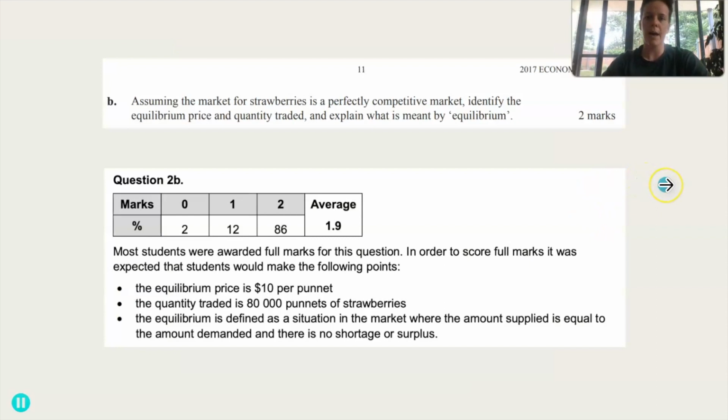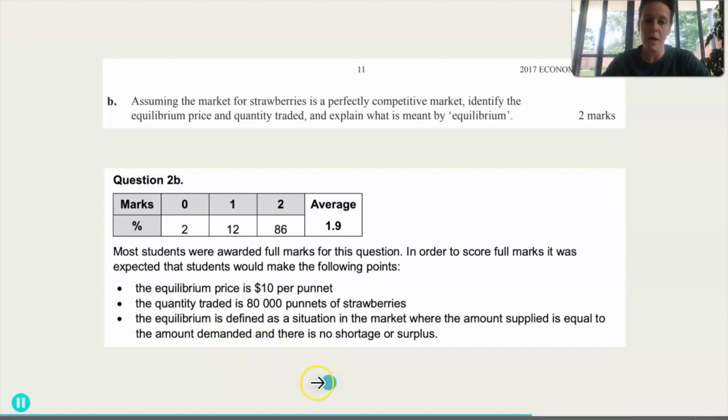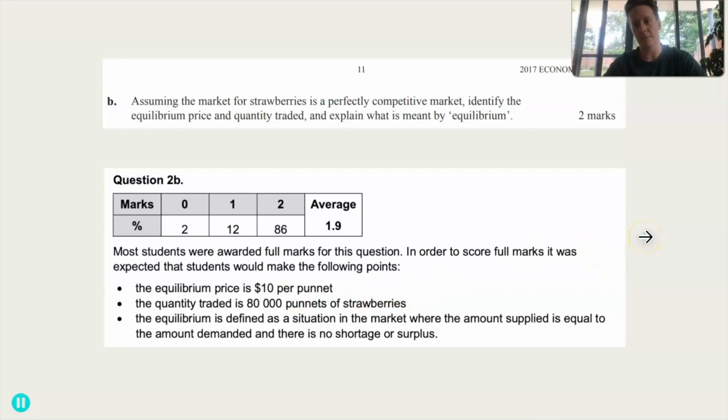All right, so the next part of this question, we need to assume that the market is perfectly competitive, identify equilibrium price and quantity traded, and explain what is meant by equilibrium. So 2 marks, this should be pretty simple. You can do that with a definition: it's where the amount supplied is equal to the amount demanded. And if you want to add there's no shortage or surplus, that's fine as well. Likewise, we already know that there's $10 per punnet and 80,000 punnets being sold at this point.